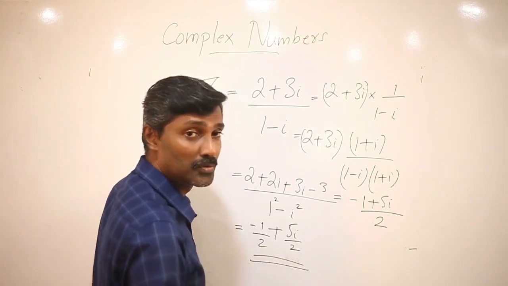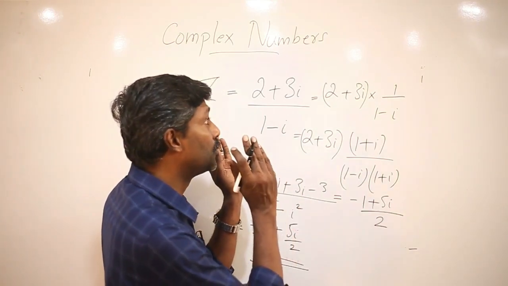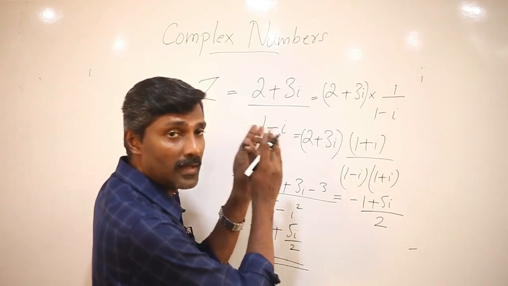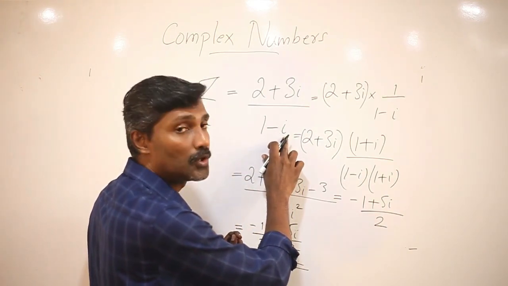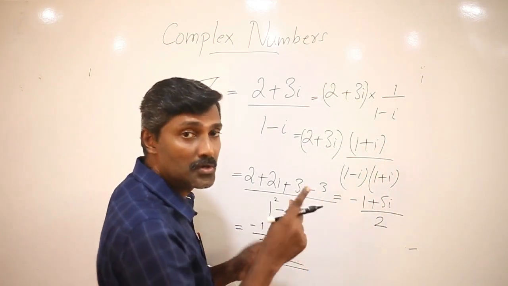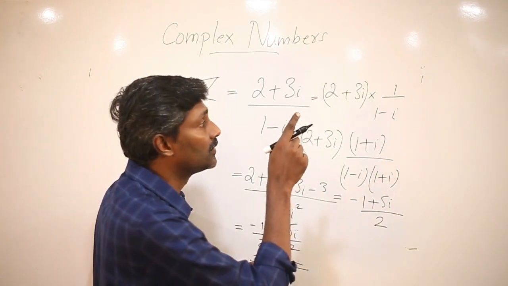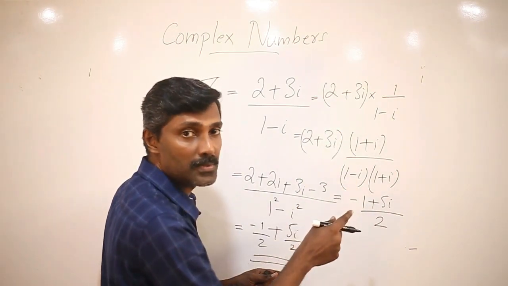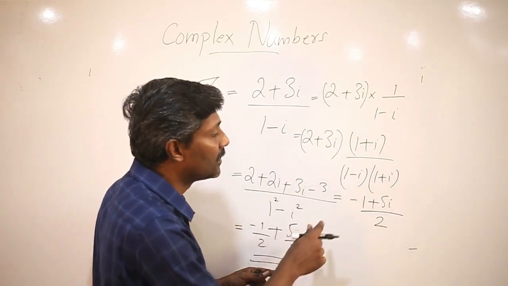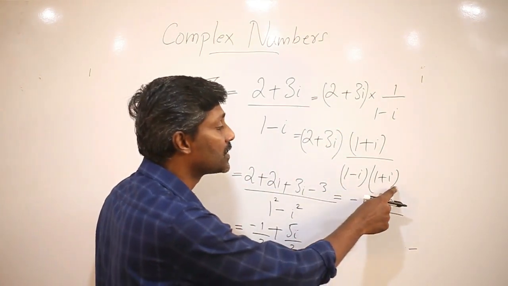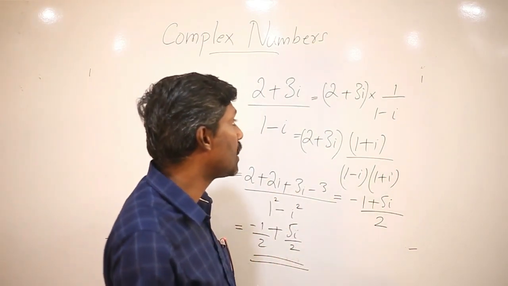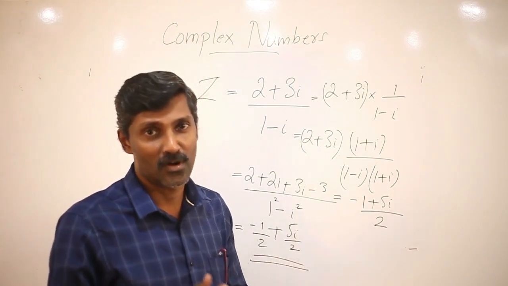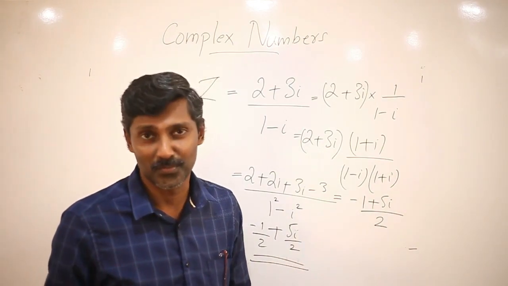So this is how you divide two complex numbers. You let the numerator be there and you take the multiplicative inverse of the denominator. You take the conjugate of the denominator, multiply the numerator and the denominator by 1 plus i, and then apply the identity a minus b into a plus b is a square minus b square, and finally you arrive at the answer. That's how you solve the division of complex numbers. I hope it is clear for you.